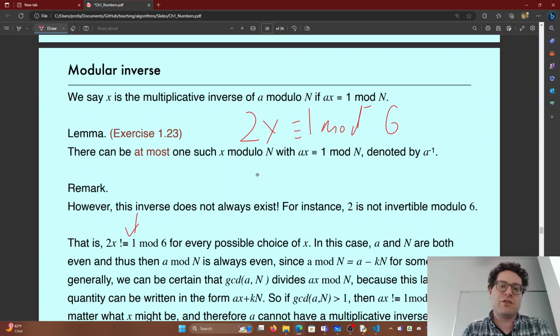2 times 1 gives us 2. 2 times 2 gives us 4. 2 times 3 gives us 6. 2 times 4 gives us 8, which is 2 again. So we're always going to get an even result, which is never going to be 1. So first off, the inverse does need to be an integer here, and again, it's just not going to exist for everything.